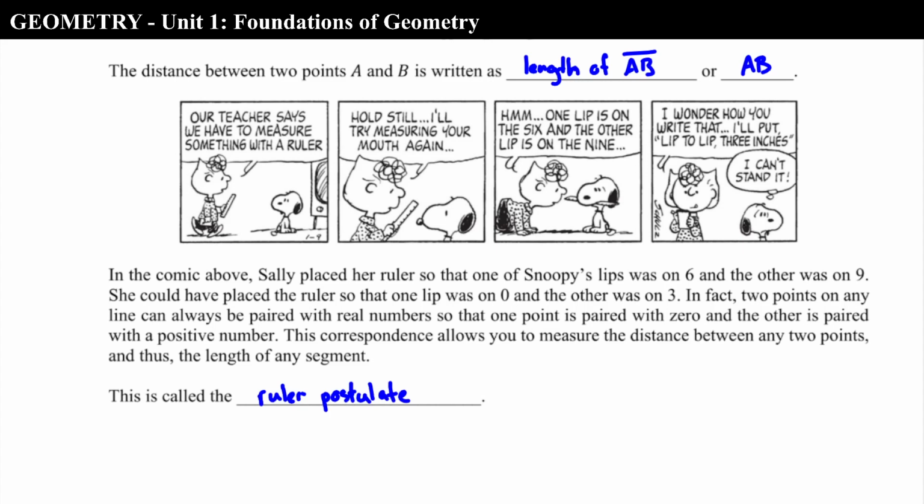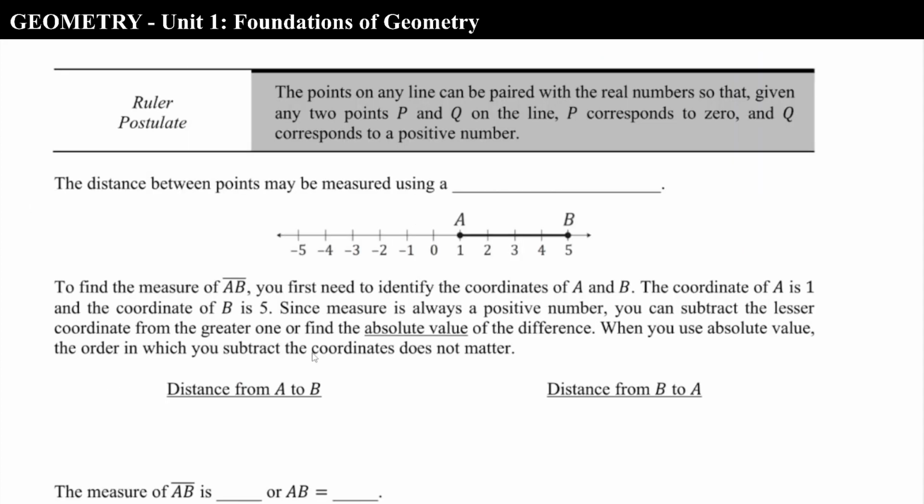And in the next page here, I give you the ruler postulate a little bit more mathematically. The ruler postulate states the points on any line can be paired with the real numbers so that given any two points P and Q on the line, P corresponds to 0 and Q corresponds to a positive number. The distance between points may be measured using a number line. And you see an example of that here below.